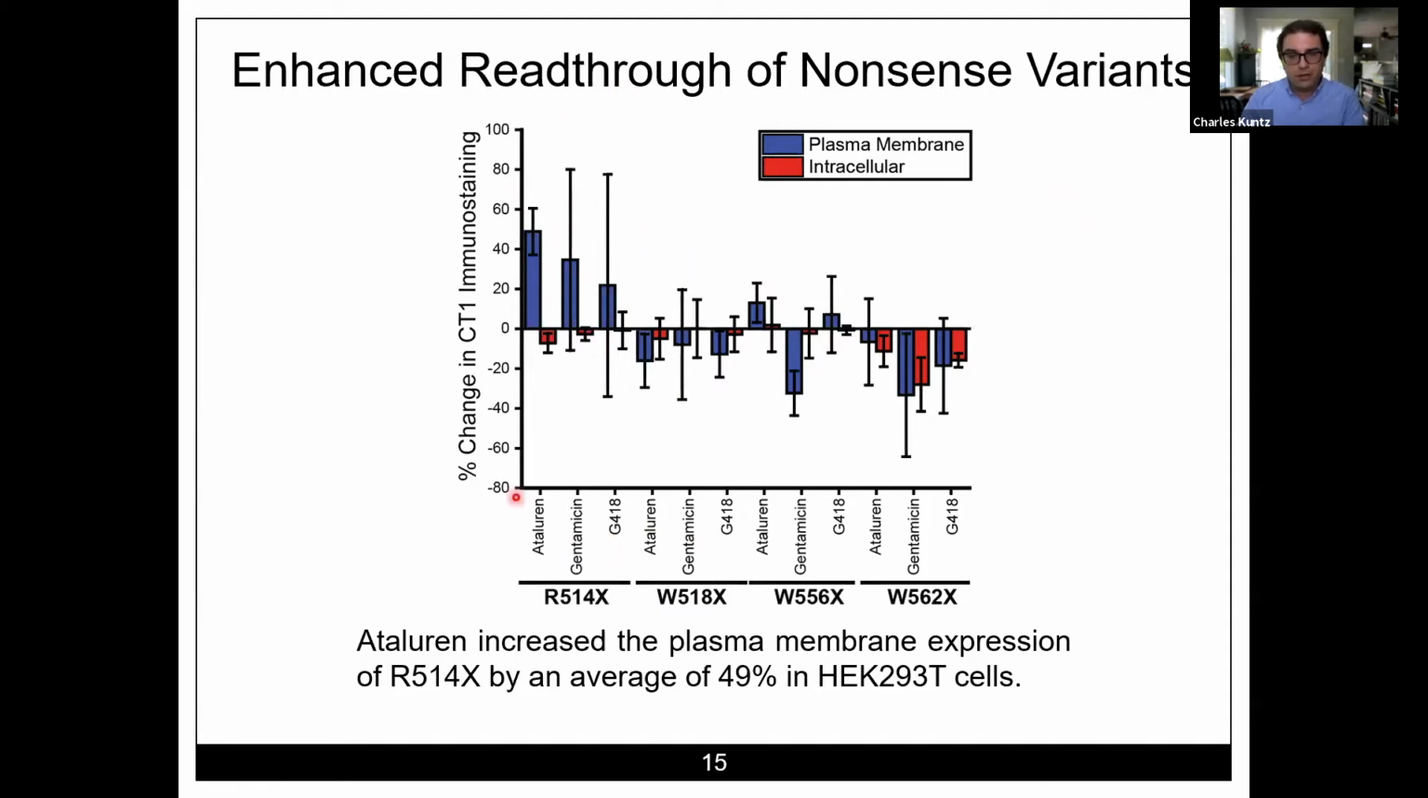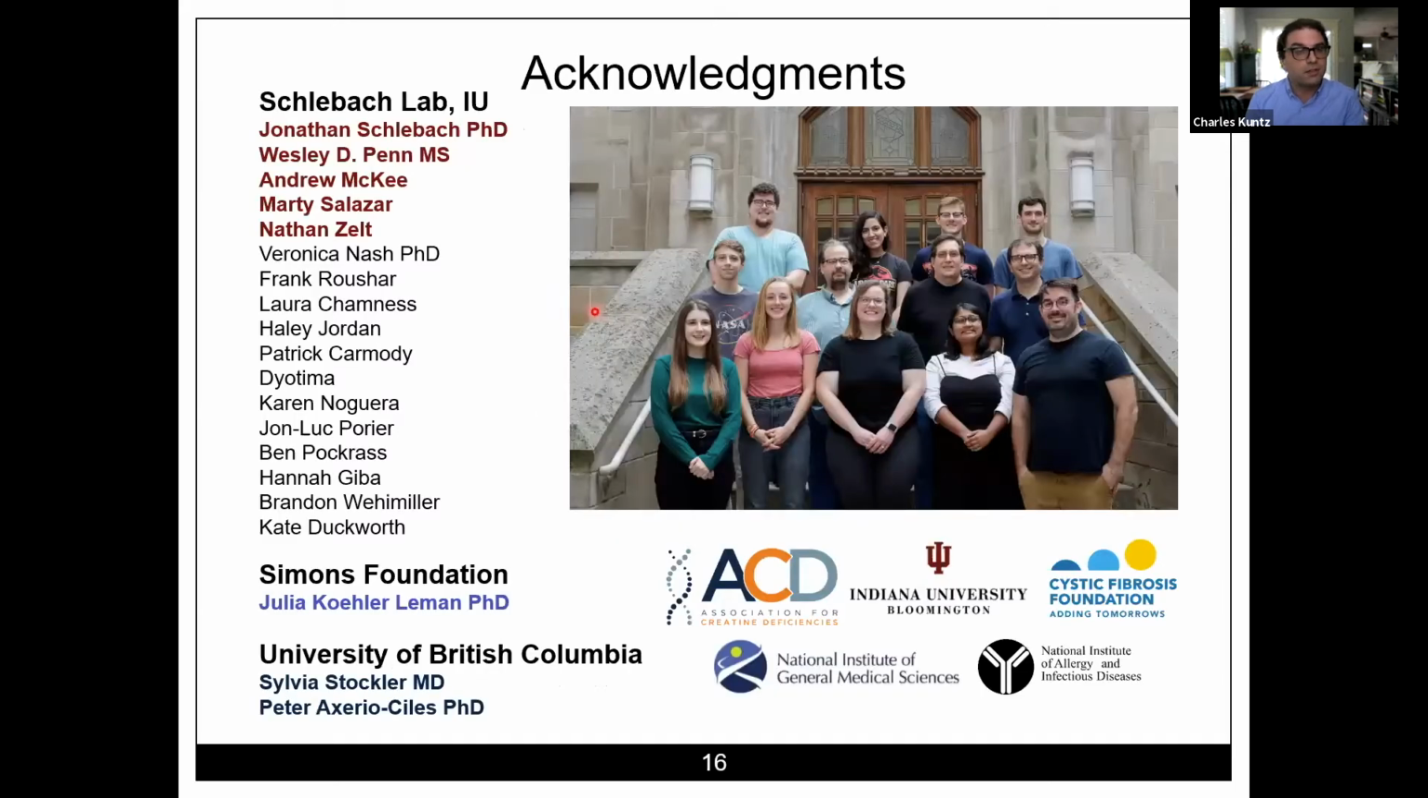But if you look at ataluren, particularly in the case of this arginine 514 termination, you actually see a measurable increase in expression. So the next thing we want to do after this is move forward, and Peter's going to see if function is rescued in these, but we're seeing a measurable impact on expression in the Schlebach lab. And that's actually a really promising note to end on.